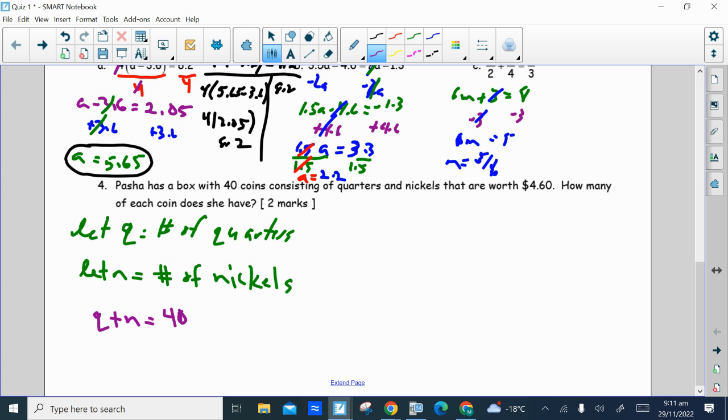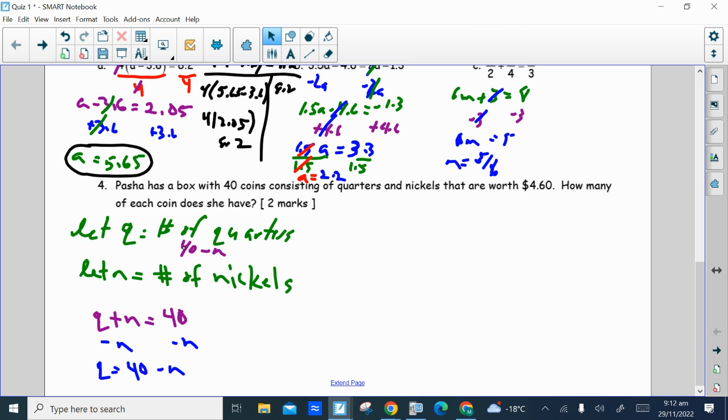And if I wanted to write N in terms of Q, if I take this and subtract the N from both sides, actually, yeah, that's fine. That's going to give me Q equals 40 take away N. So what I did actually is wrote the number of quarters in terms of the number of nickels. Originally I said Q was the number of quarters. Now I can say it's also 40 take away N. And now we have only one variable. N being the number of nickels, 40 take away N being the number of quarters.